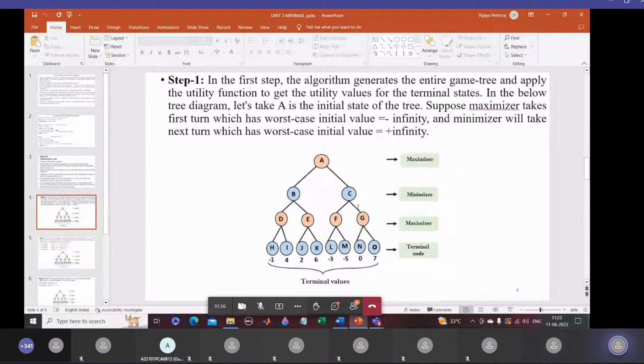Now the maximizer takes the first turn, so the initial value will be minus infinity. The minimizer will take the worst case. Because the maximizer has to get the maximum value, the worst case is getting minus infinity. And the minimizer is to get the minimum value, but the worst case is getting plus infinity. That is step one.